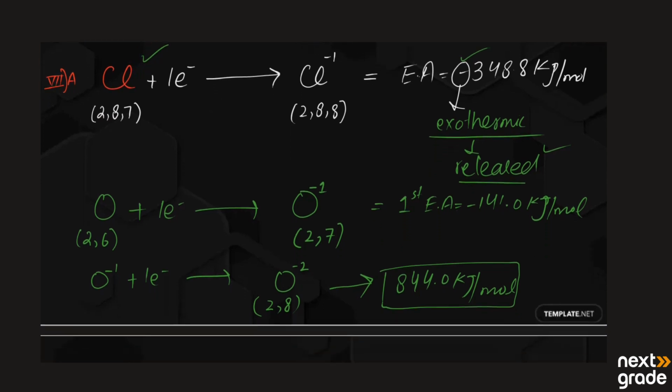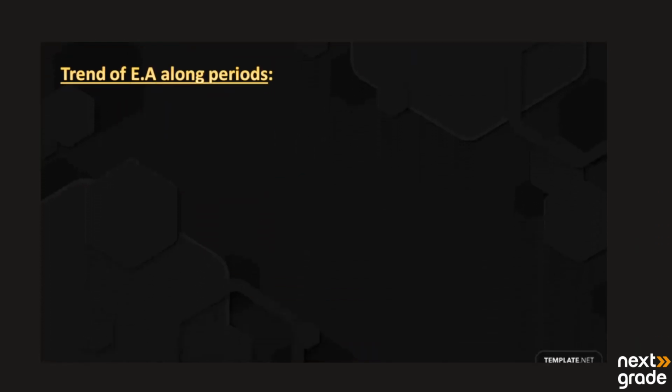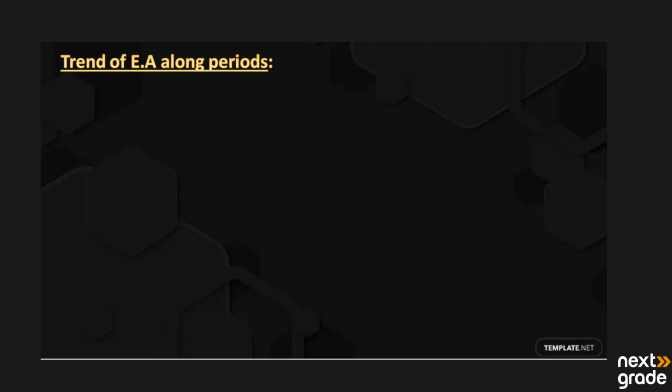Next we have the trend of electron affinity along the periods. In the periods, when we move from left to right in the periodic table, the electron affinity is going to increase. Why is the electron affinity going to increase in the periods?